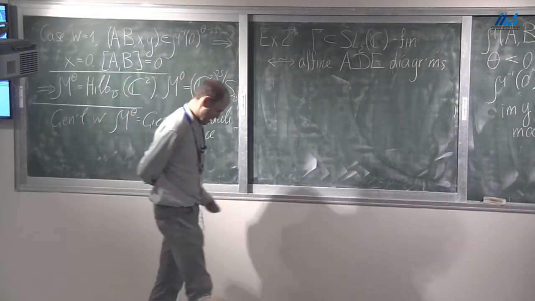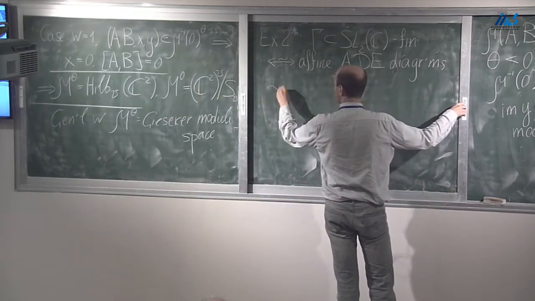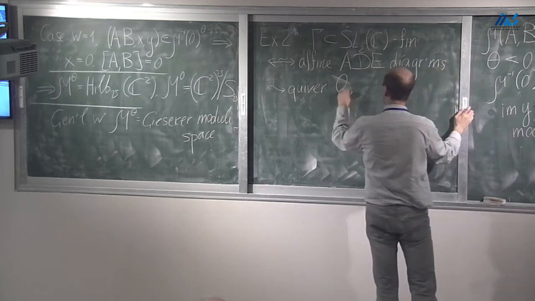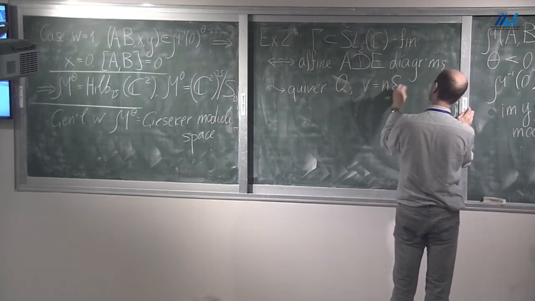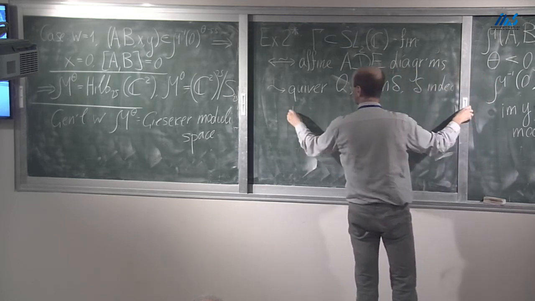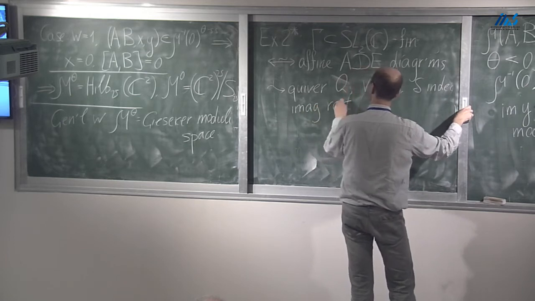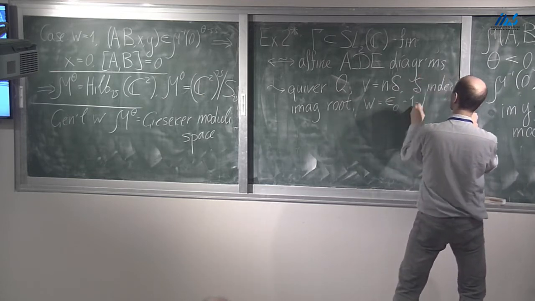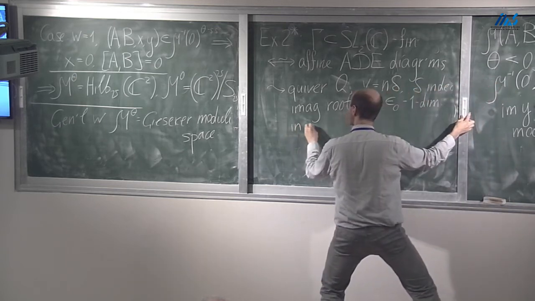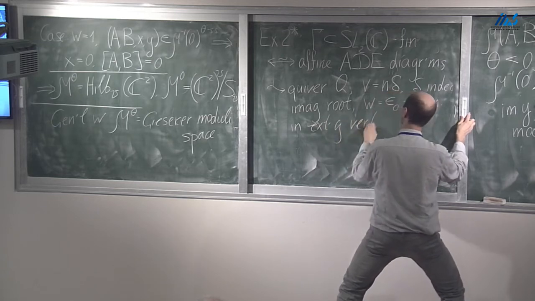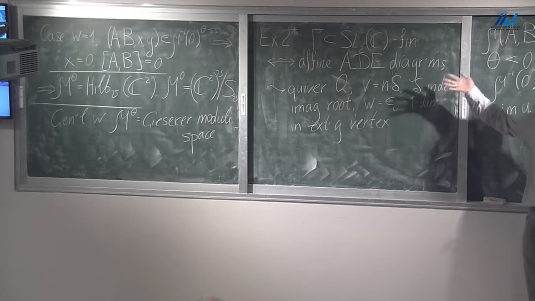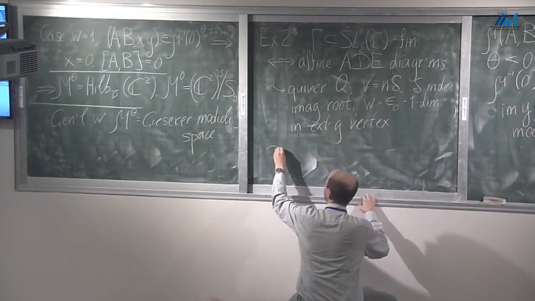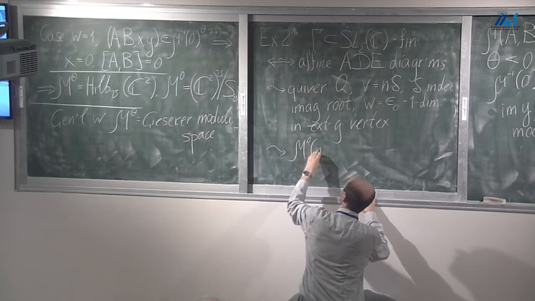Okay. So what can I do? I can take the corresponding quiver by choosing some orientation on this diagram. I can take V of the form N delta, where delta is the indecomposable imaginary root. I can take W to be just one-dimensional framing in the extending vertex. The extending vertex is one that you add to the usual Dynkin diagram to get an affine Dynkin diagram. And I can consider the corresponding Nakajima quiver variety M0 at delta, epsilon 0.